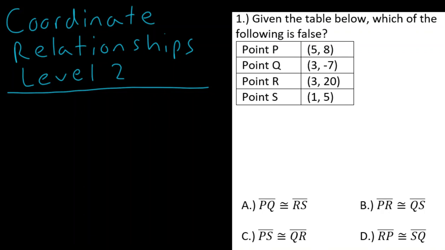Alright, and welcome to Coordinate Relationships, Level 1. Now, in problem number 1, it says, given the table below, which of the following is false? Wait a second. So if you find something is true, and you're going to be tempted to circle that as the answer, be careful. We're looking for something that is, in fact, false.